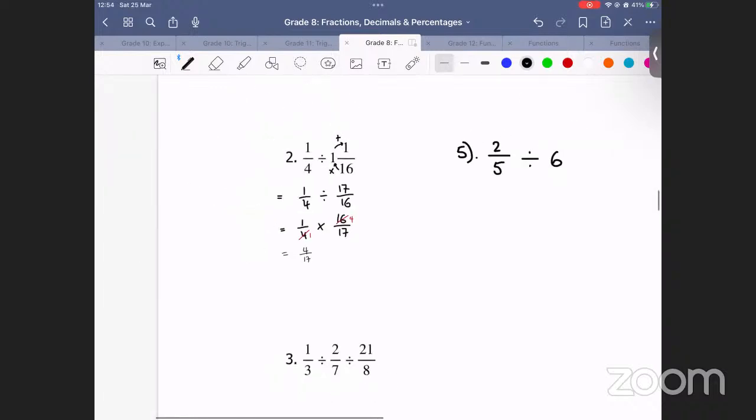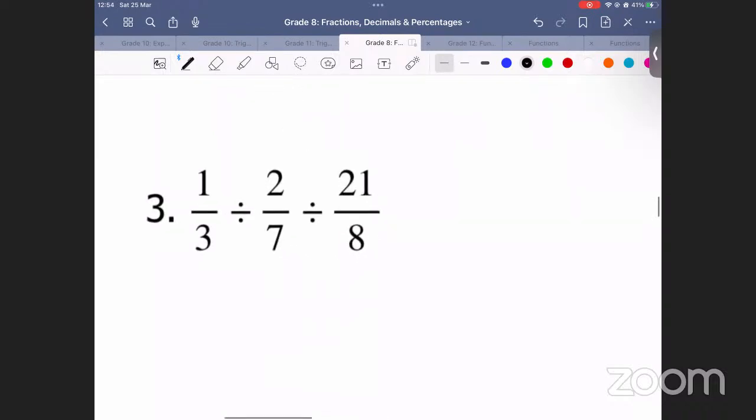Okay, so let's move on to the next one. What if we have 1/3 divided by 2/7 divided by 21/8? So in this case, we're going to take it one at a time. Remember BODMAS, right? BODMAS says that whenever you have only division or only multiplication or only addition or only subtraction, you basically got to do it in the order that you received it.